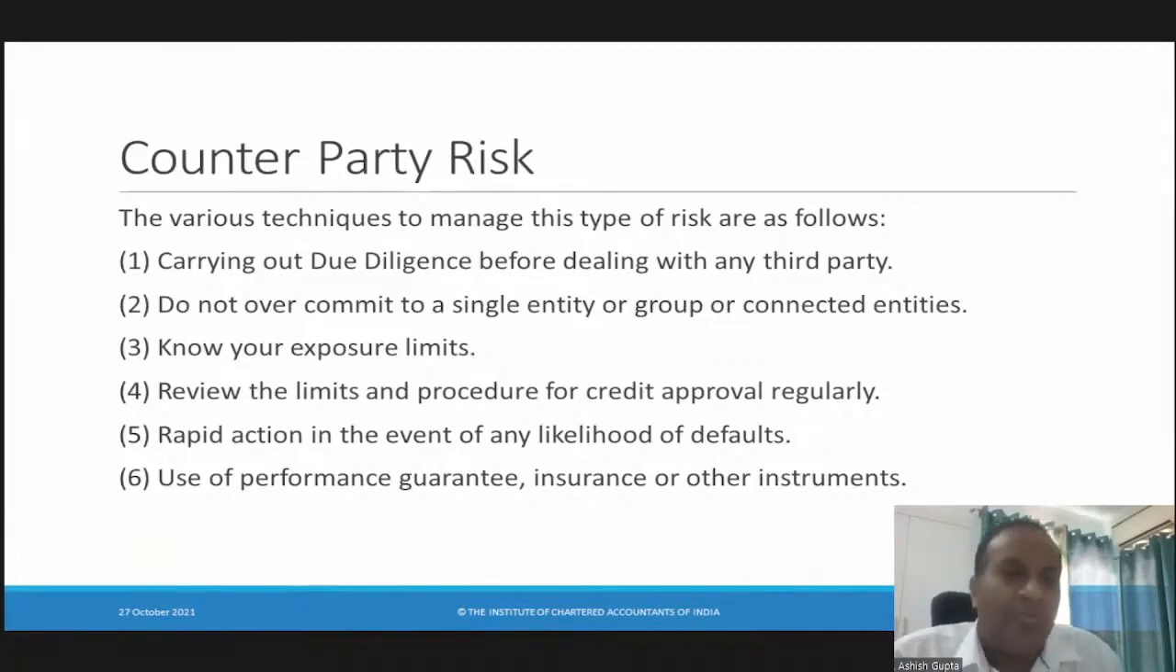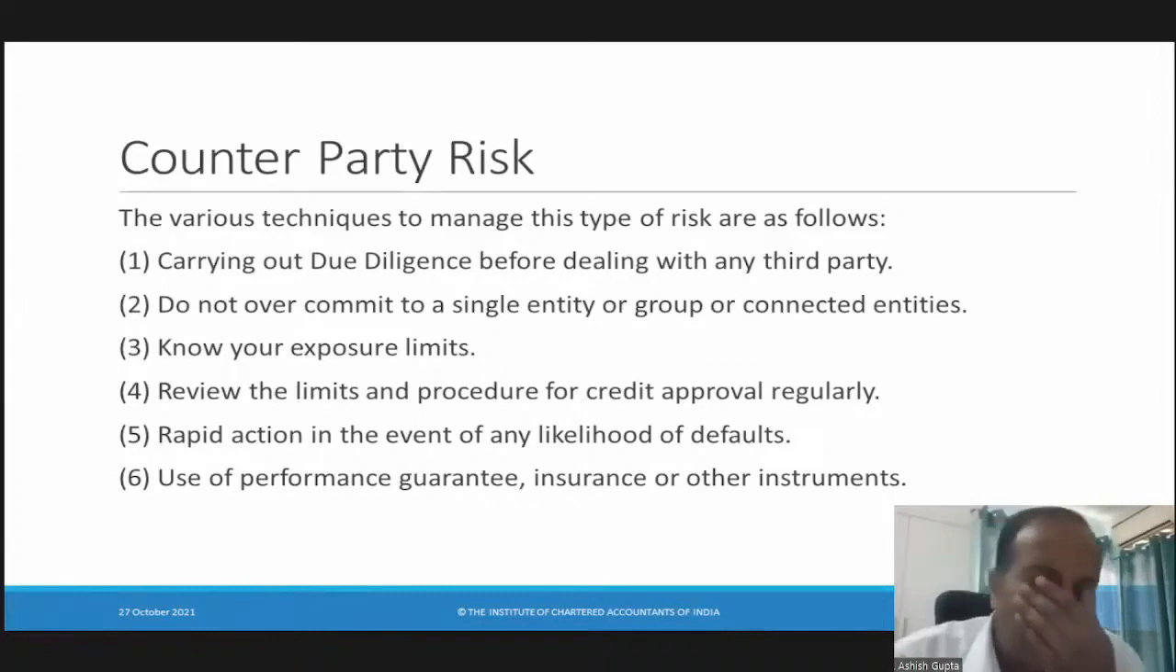borrower. Do not commit to a single entity or group or connected entity. Never deposit all your money in one bank account. Just spread your money. Know your exposure limit.